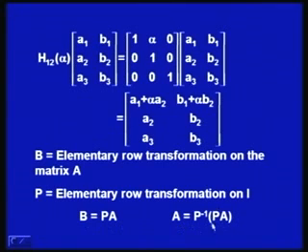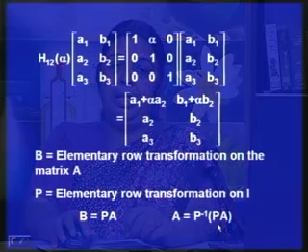Now, what is the matrix P? P is the elementary row transformation on I. I is non-singular. After performing elementary row transformation, the matrix remains non-singular, and that means P inverse exists. So, it is possible that you obtain A from the matrix B.